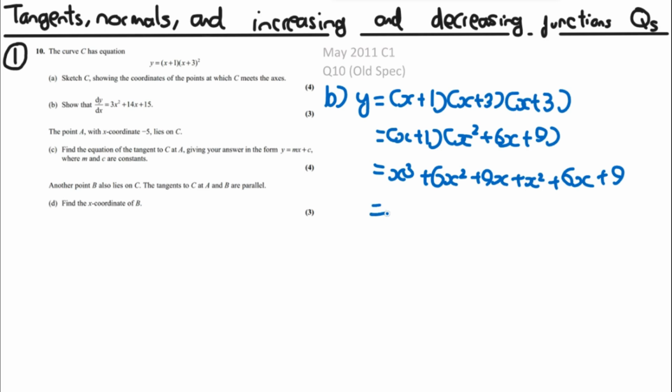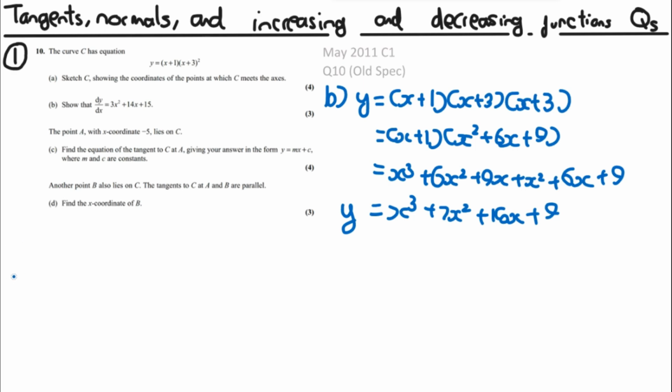And then we can simplify this by doing x³, and then we've got 6x² and x², so it's going to be plus 7x², and then plus 9x plus 6x, which is going to be plus 15x, and then plus 9. So that's what y is equal to, and now we can differentiate this.